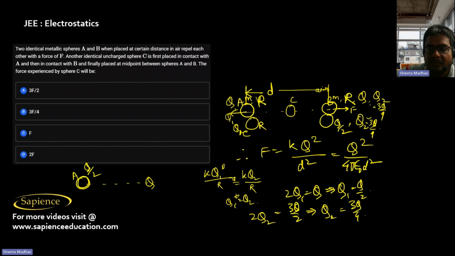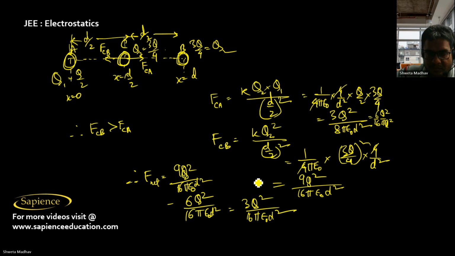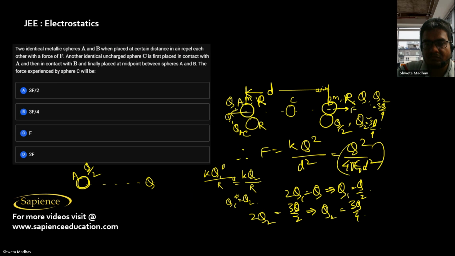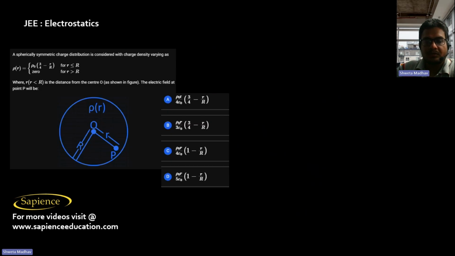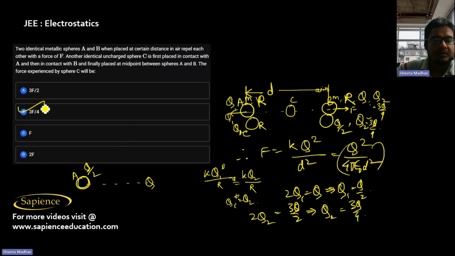Now Q square by 4 pi epsilon naught d square, that is F. So this I can write 3 by 4 into Q square by 4 pi epsilon naught d square. So it is 3F by 4. So the new force is equal to 3F by 4. So option B is the correct answer.